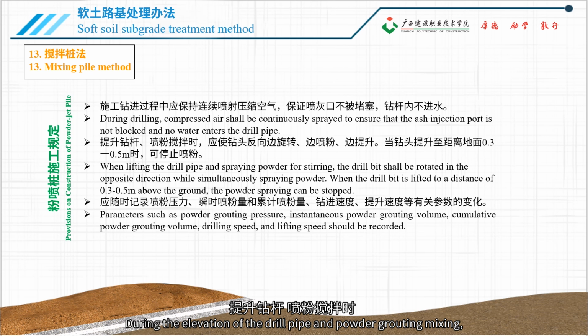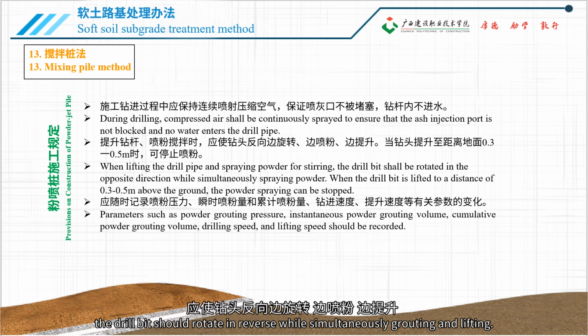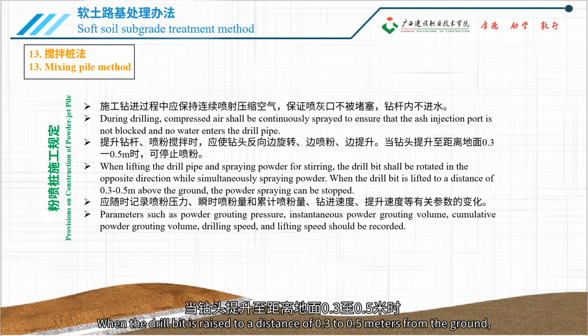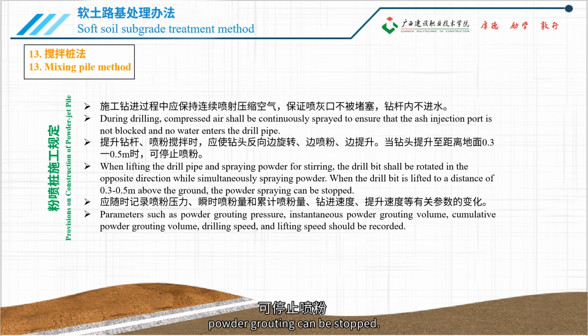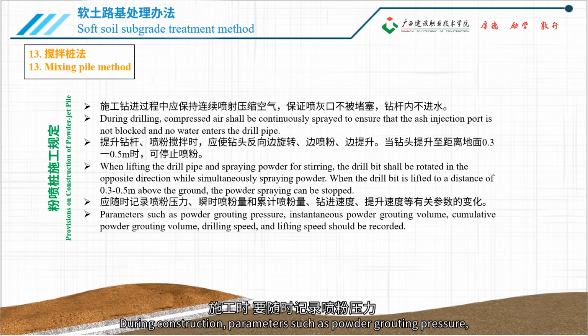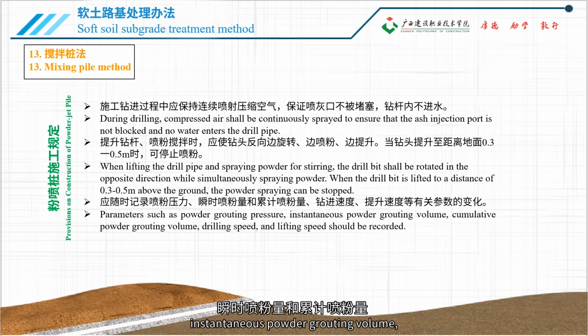During the elevation of the drill pipe and powder grouting mixing, the drill bit should rotate in reverse while simultaneously grouting and lifting. When the drill bit is raised to a distance of 0.3 to 0.5 meters from the ground, powder grouting can be stopped. During construction, parameters such as powder grouting pressure, instantaneous powder grouting volume, cumulative powder grouting volume, drilling speed, and lifting speed should be recorded.